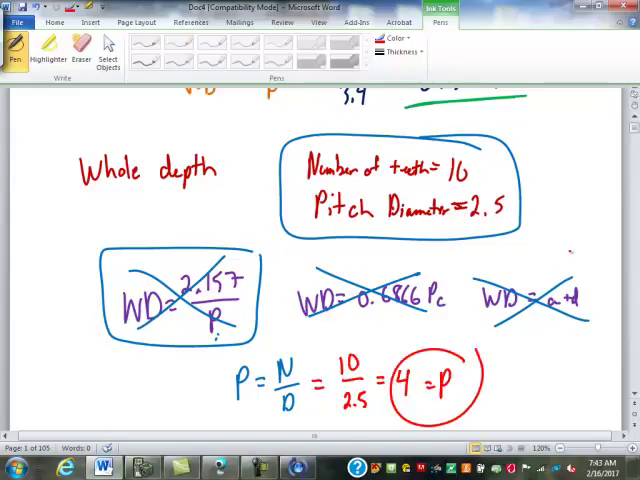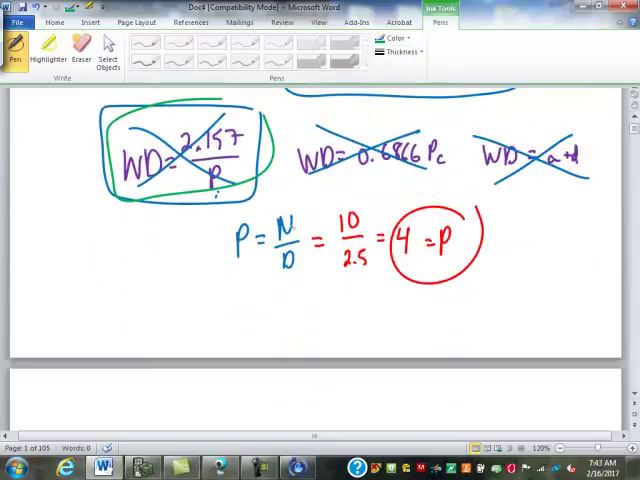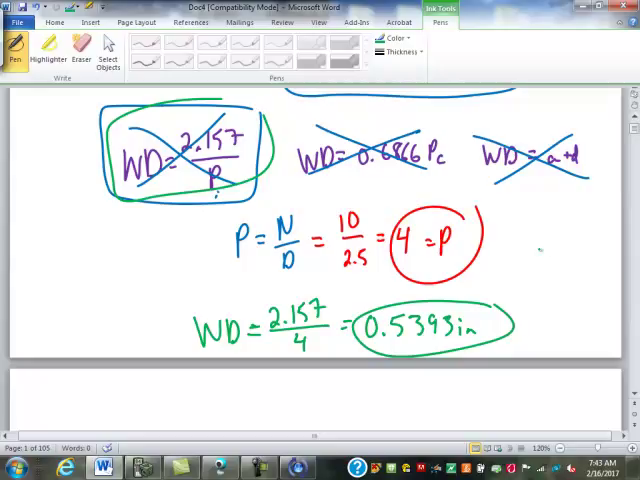And now that I have a pitch of 4, I can come back to this formula to find my working depth. My working depth is 2.157 divided by the pitch, which is 4, which is going to be 0.53925. We're going to round to 0.5393 inches is what our working depth is going to be. Or, sorry, that working depth, this is hole depth.